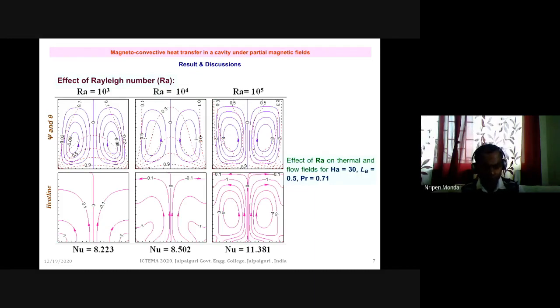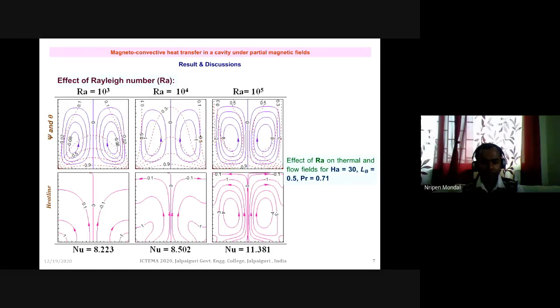Isotherms are presented in dashed lines, and a purple colored line has been utilized for presenting the streamline. This is presented in the first row. In the bottom row, heat line contours have been presented. Heat line contours basically signify the heat energy transportation from the heated source to the heat sink.